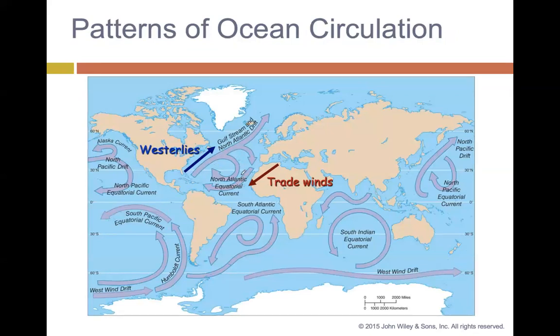We actually have water circulating in the oceans shown by these patterns. And this is important to know because this will bring the warm water to colder regions and cold water to warmer regions.